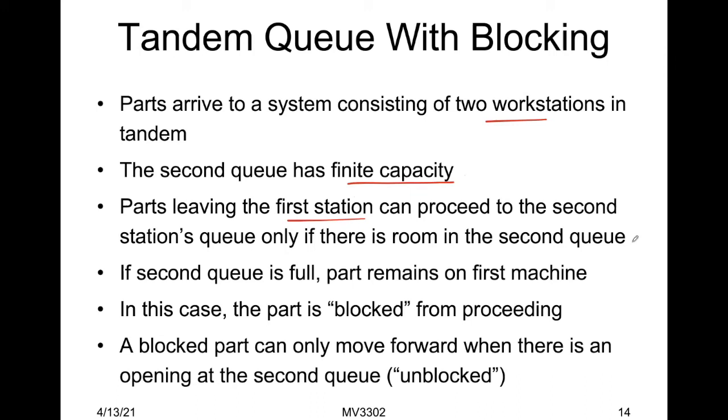So what happens, again, because these are big things, is the part has to stay on that first machine, which means the machine cannot process the next part because it's got the old part on it. So it's not working on it. It's just sort of sitting there, but it physically can't move off until things get unblocked in the second one. In other words, the part is blocked from proceeding, and it can only move forward when there's an opening at the second queue. That is when it becomes unblocked.